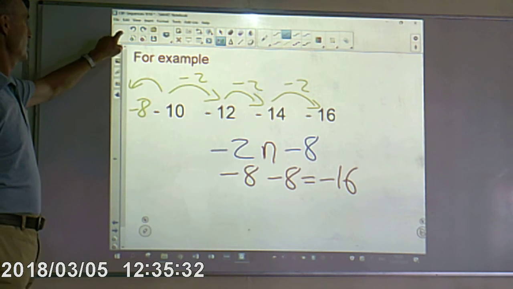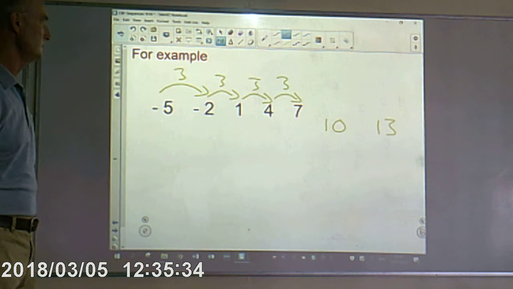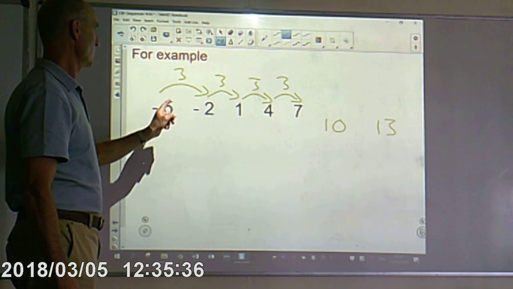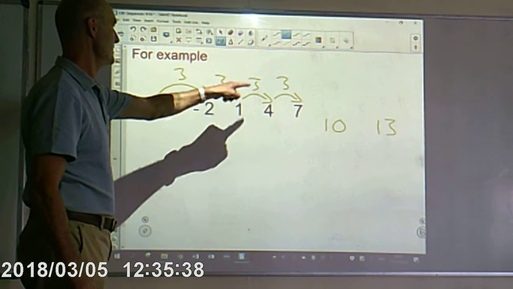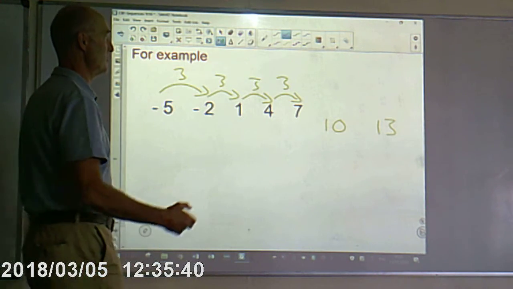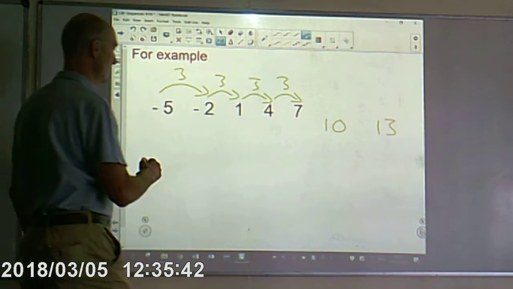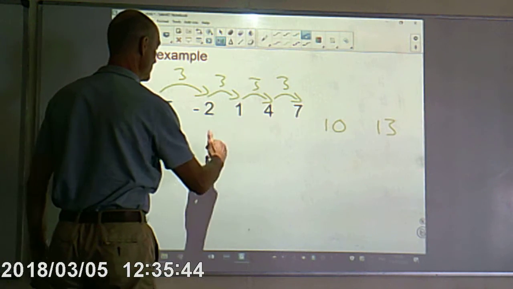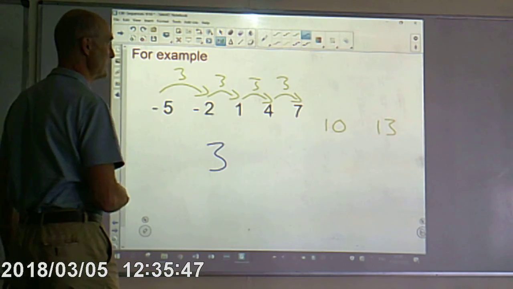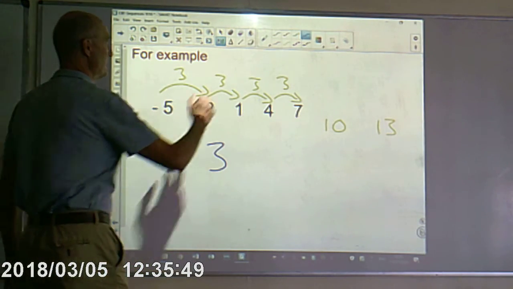And the final example I'm going to go through. Okay, we're going up 3 each time. So what's my first number I write down? My first number, because we're increasing by 3 each time, my first number I write down is a 3. What's the second number I write down?